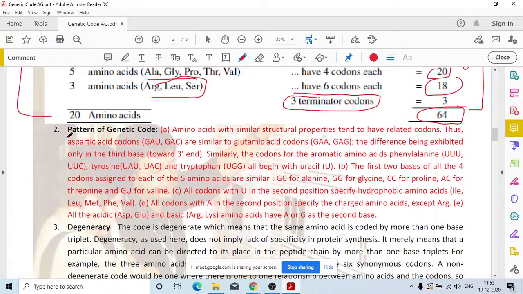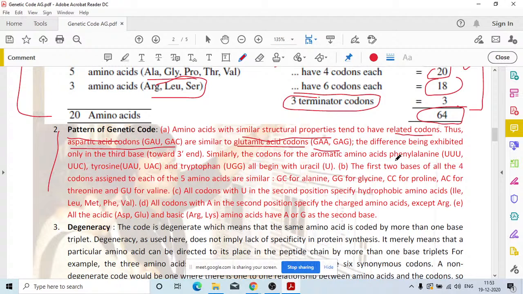The next thing is the pattern of the genetic code. Amino acids with similar structural properties tend to have related codons. For example, aspartic acid has got GAU, GAC, and glutamic acid, which is similarly acidic, has got GAA and GAG. So basically the last base is different, otherwise it is the same. There can be problems because of this later, because you will know that the third base is a wobble, but in these cases it is not a wobble.